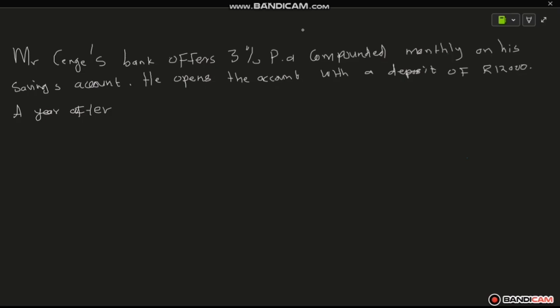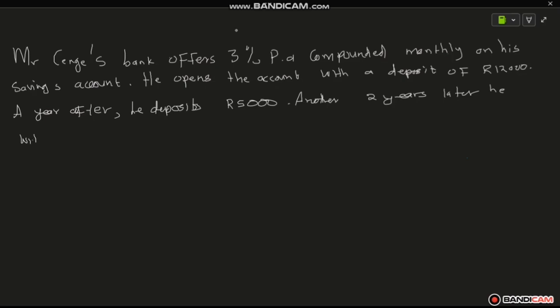Then a year later, there's something that Mr. Cenge, a year later, he deposits 5,000. You see? Okay, the first deposit was 12,000, that was the initial. Then a year later, he deposits, meaning we add the 5,000.